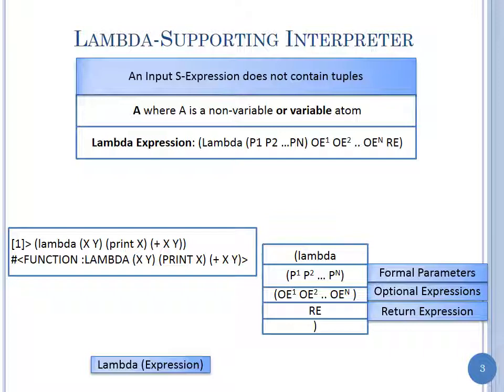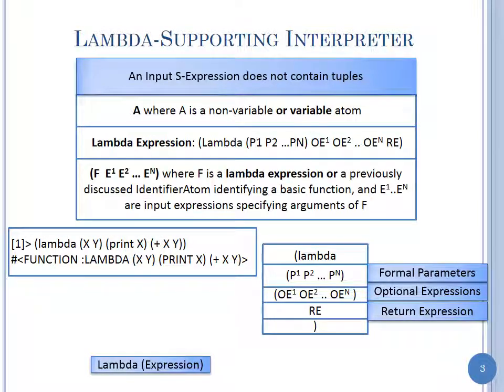So that's one kind of new expression we have. What do you do with lambdas? You apply them to actual parameters. Okay, so we also have now our function application is going to change. Our function application used to be function identification with E1 to En as being the arguments, and the function identification was an identifier atom. Now this is a bigger headache. Now the function identification can be a lambda expression or something that evaluates to a lambda expression. Okay, for now we'll just say that it can be a lambda expression.